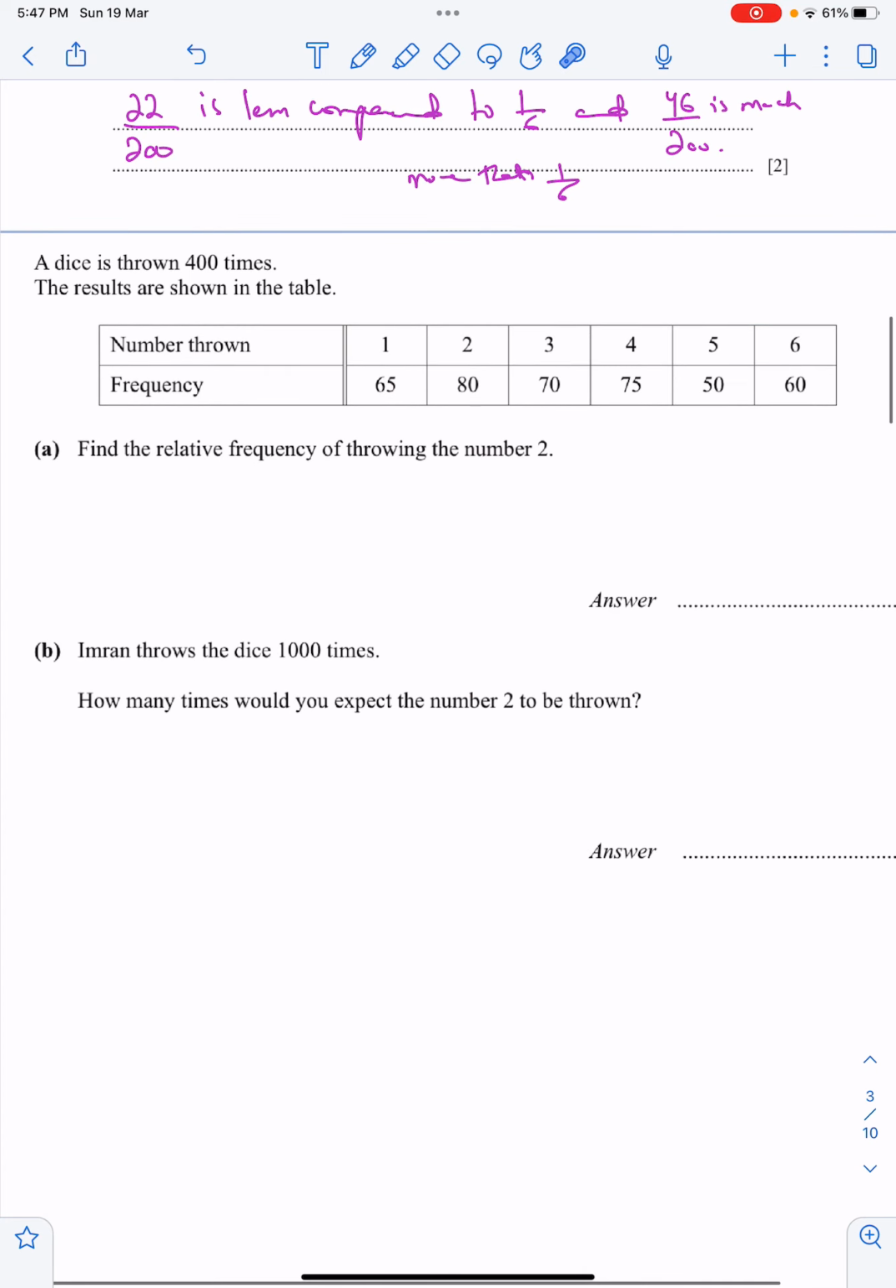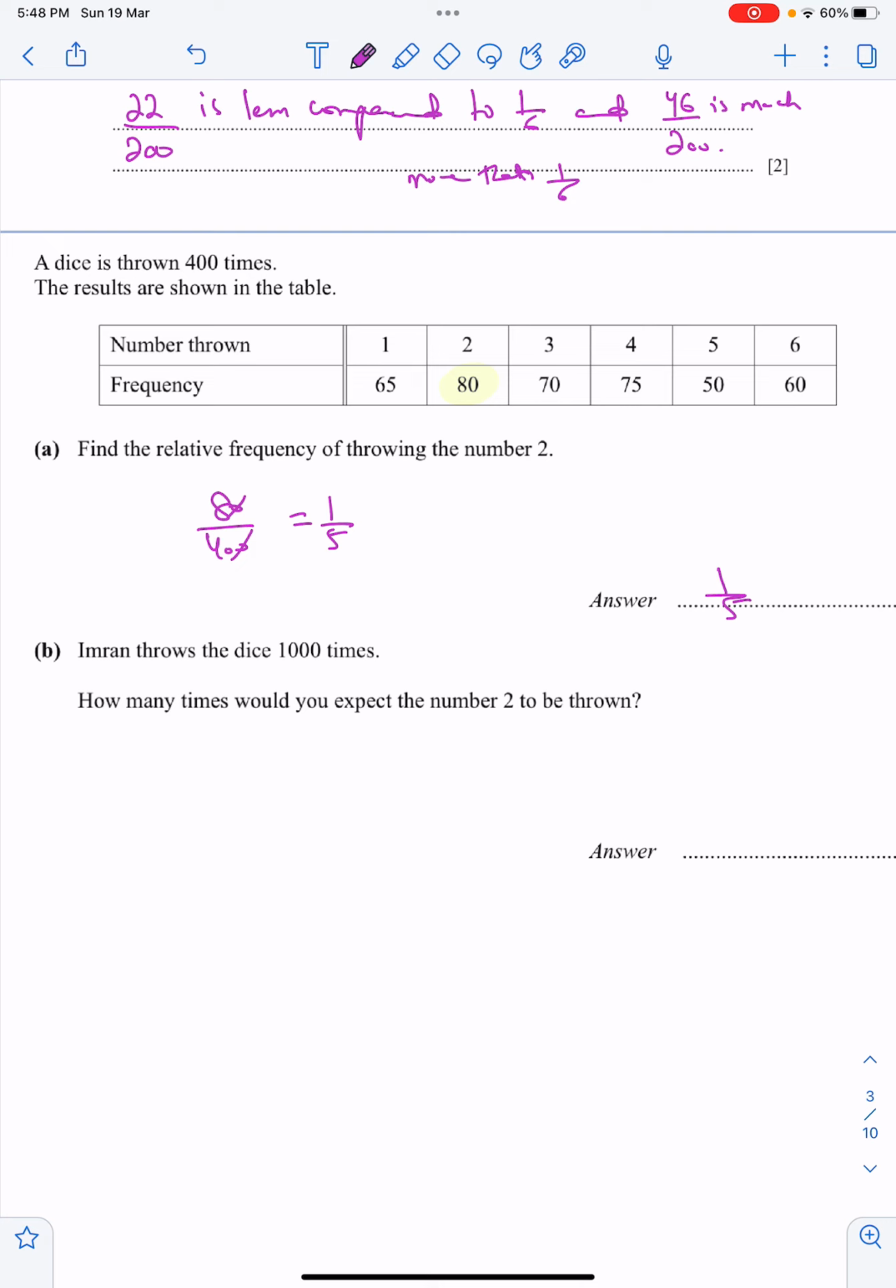Coming on to the next one. A dice is thrown 400 times. Find the relative frequency of throwing the number 2. The frequency of 2 is 80 divided by the total number of times it was thrown, 400. Simplify: the 0 and 0 cancel. 1 upon 5 is the answer. So the relative frequency is 1 upon 5.